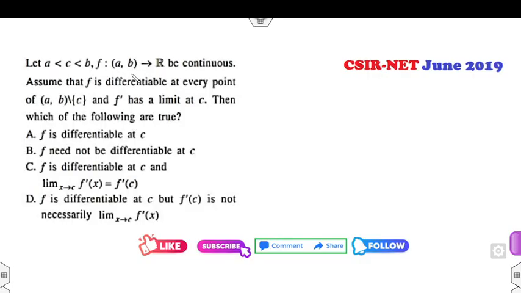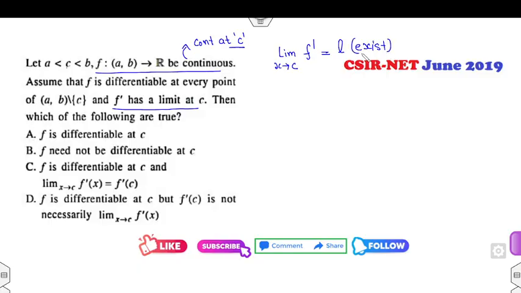Now, f is a continuous function. F is a continuous function on this open interval. That means f is continuous at C also, because C lies in between them. Assume that f is differentiable at every point of (a, b), but not at C. F dash has a limit at the point C, that exists, say L, that must be unique. Fine.